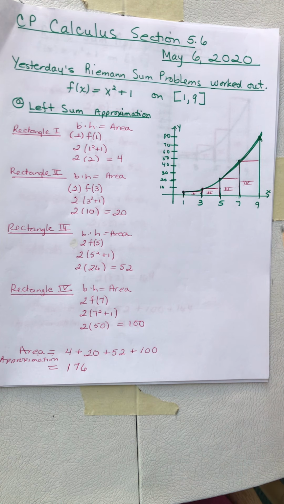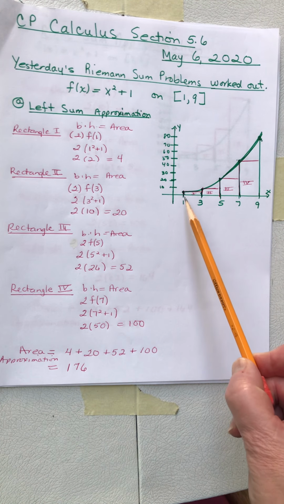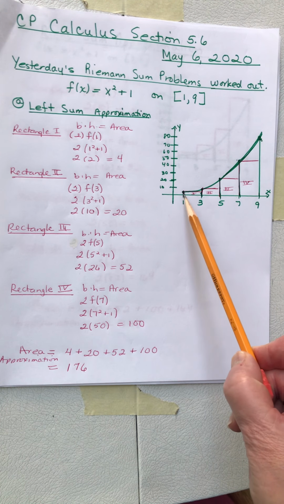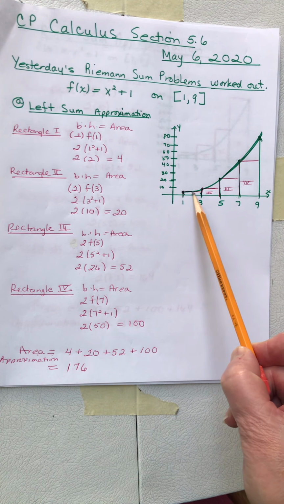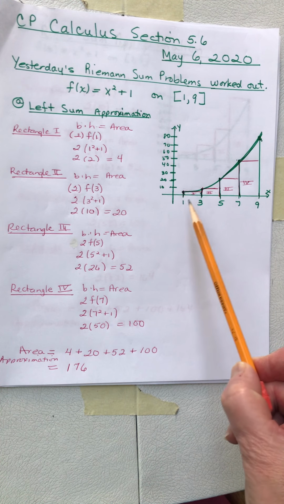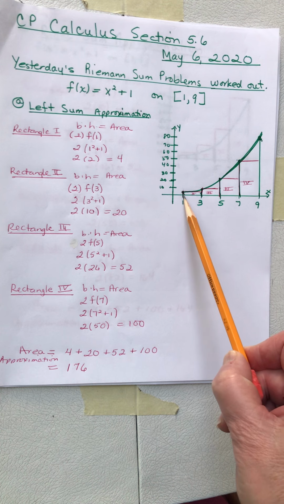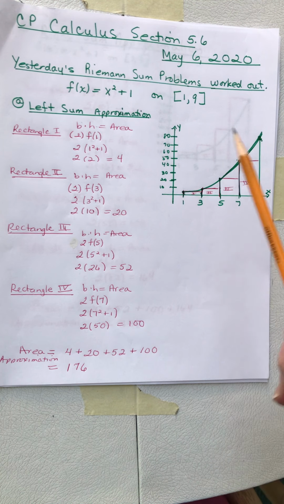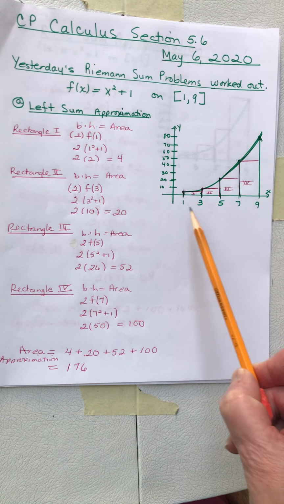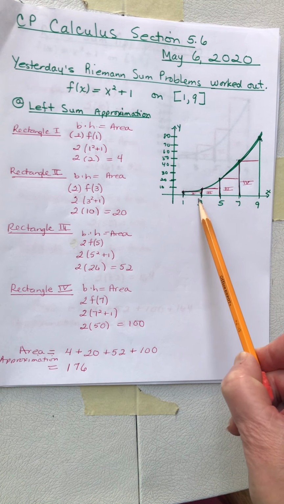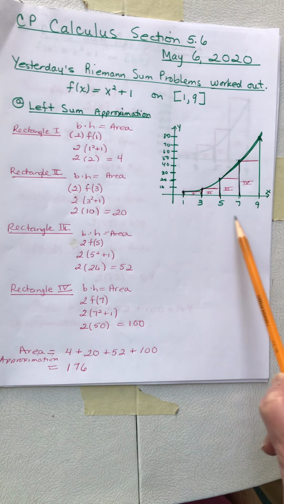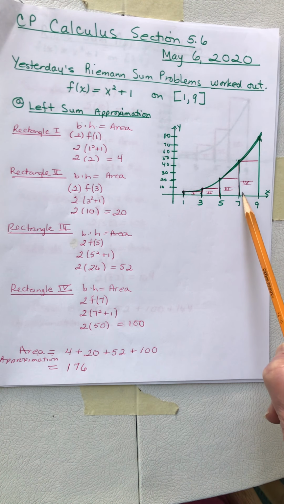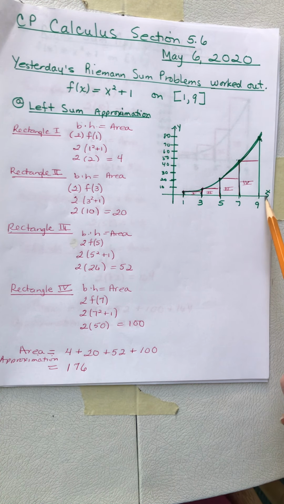Now we have to figure out which side of each rectangle dictates our height. This is the left sum approximation, so we use the left side. In rectangle 1, I take the left side, go up to the curve, and draw a line parallel to the x-axis. Overview: for a left sum, I use f of 1 in the first rectangle, then f of 3, then f of 5, then f of 7. I will never use f of 9 if I'm doing a left sum.